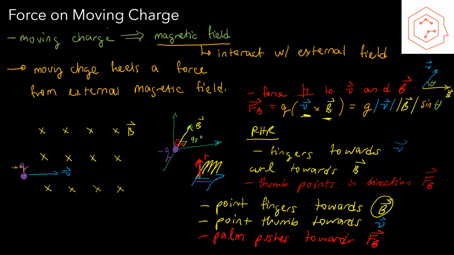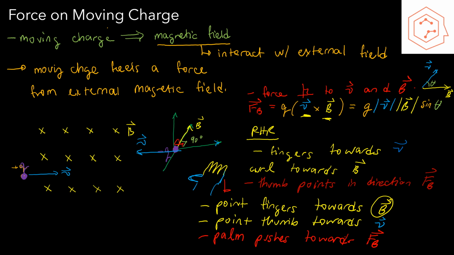Now if we do another example, suppose we have a negative charge, but it's moving to the left through the field. Then what we can do is we'll point our fingers once again in the direction of the magnetic field. Now we have to point our thumb to the left because it has to be pointing in the direction of the velocity. So I have to flip over my hand. My thumb is going to point to the left. Now my hand is backwards, and so my palm is going to be pushing downwards.